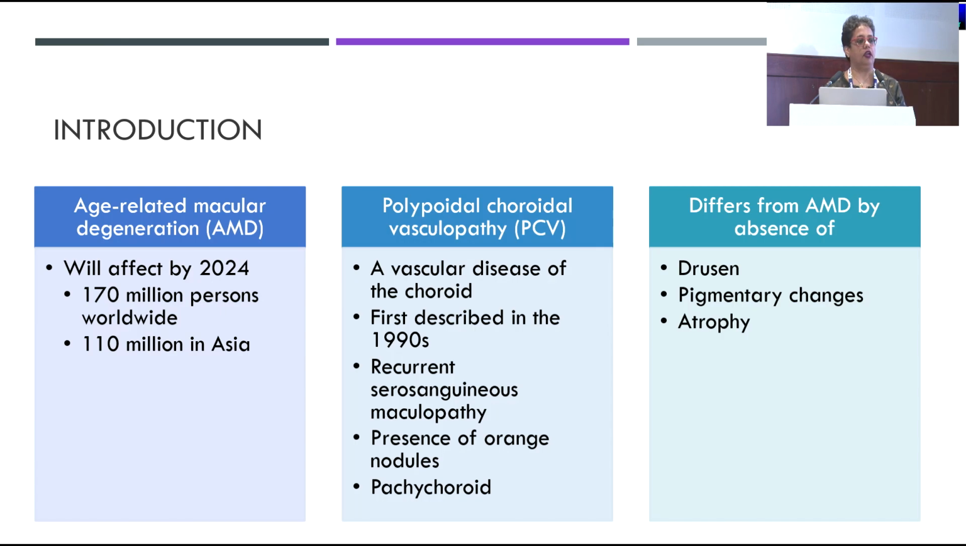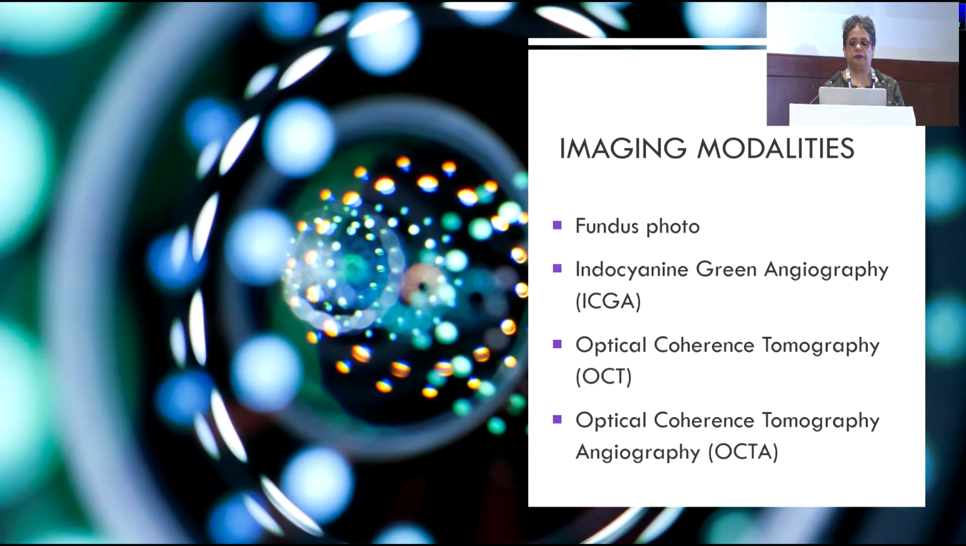It's more of a vascular disease of the choroid and is characterized by recurrent serosanguinous maculopathy, presence of orange nodules, and pachychoroid. What differentiates it from AMD is the absence of drusen, pigmentary changes, and atrophy. We can use all the various imaging modalities in different ways.